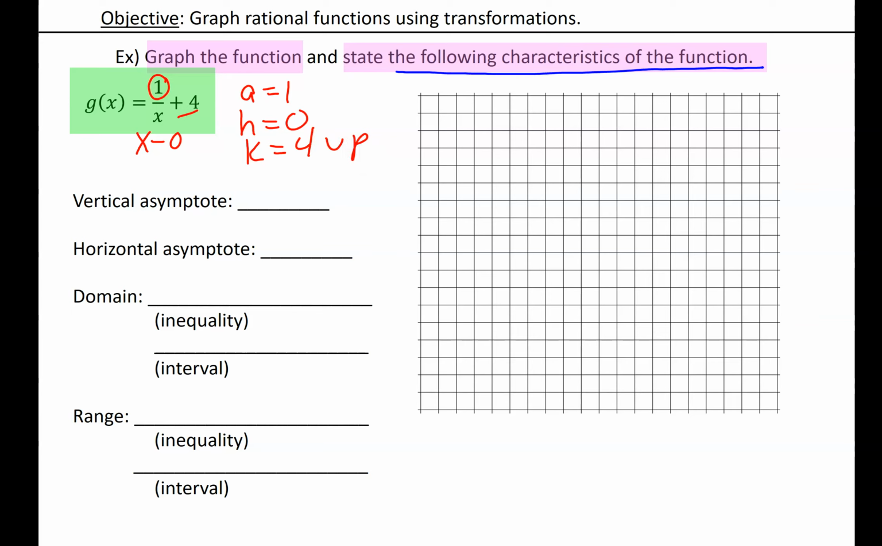So what does that mean about my graph? Remember those key characteristics of the graph. We want to draw our axes first. And keeping in mind I am moving up 4 units, I want to make sure I've got enough room to move my asymptote up those 4 units. So I might want to drop my x-axis down a little bit. Here's my y-axis.